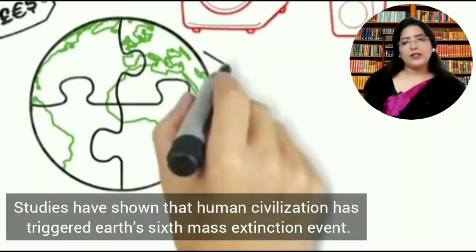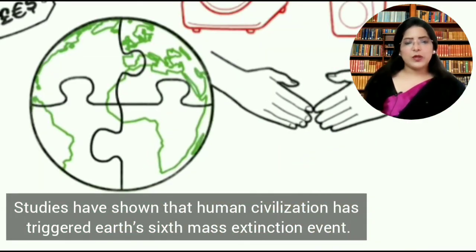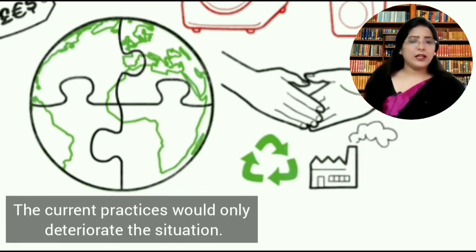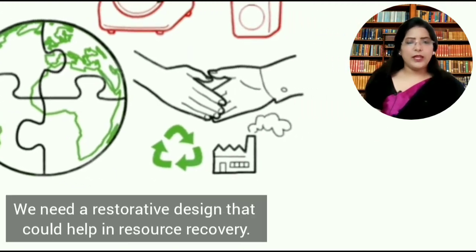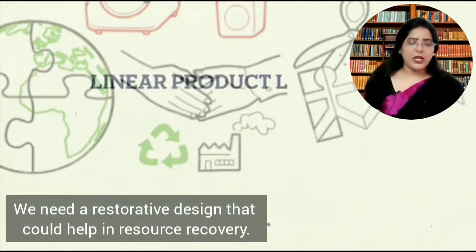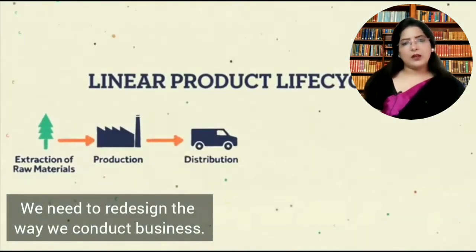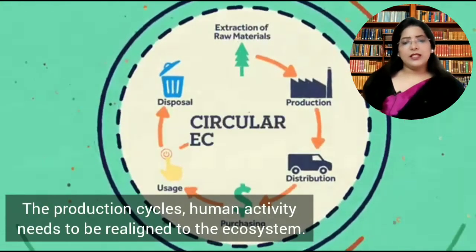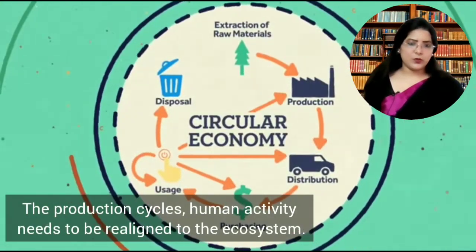Studies have shown that human civilization has triggered Earth's sixth mass extinction event. The current practices would only deteriorate the situation. We need a restorative design that could help in resource recovery. We need to redesign the way we conduct business. The production cycles and human activity need to be realigned to the ecosystem.